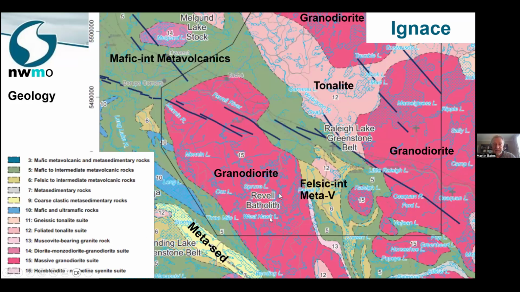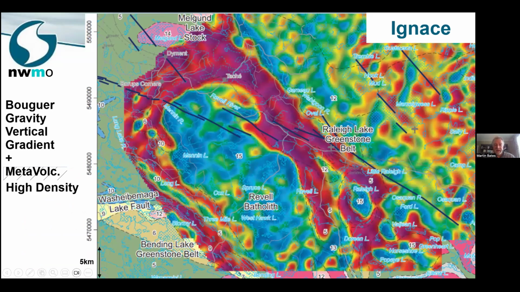Here's the geological map as it was before. You see this Revel batholith, this granodiorite, these metavolcanics, mostly mafic and intermediate, with some metasediments and some dikes. Geological mapping. So people have been there with their hammer and their bug spray, if you know Canada, and they've mapped this thing. Okay, so here's the vertical gradient of that gravity, and we're starting to see more detail in the structure. There's things going on.